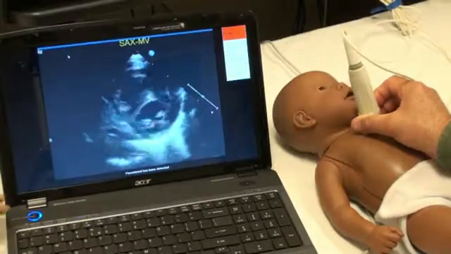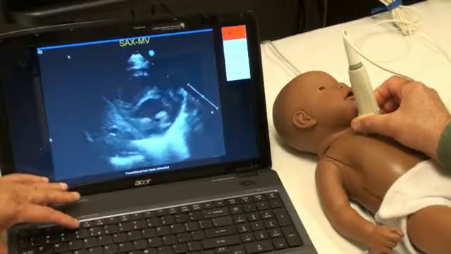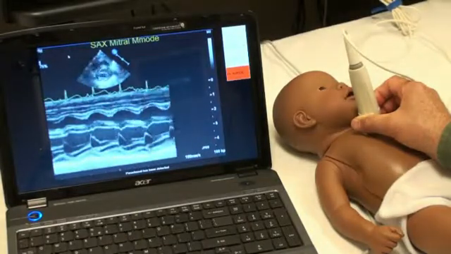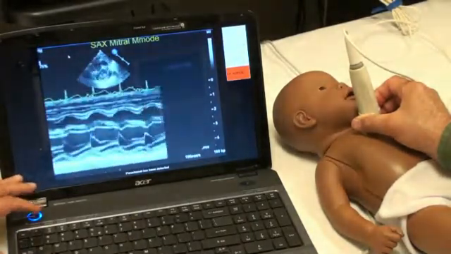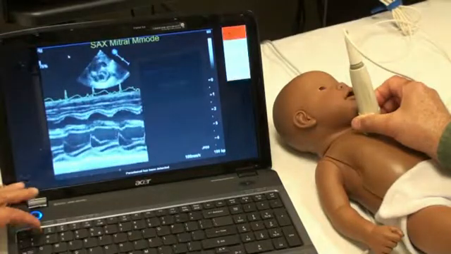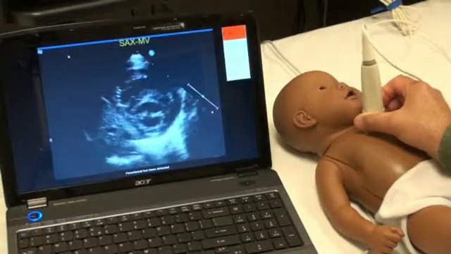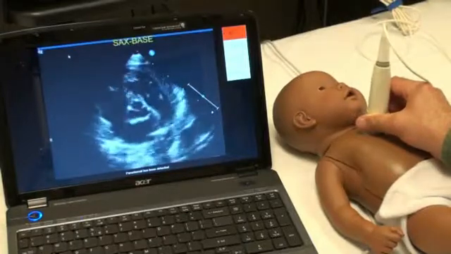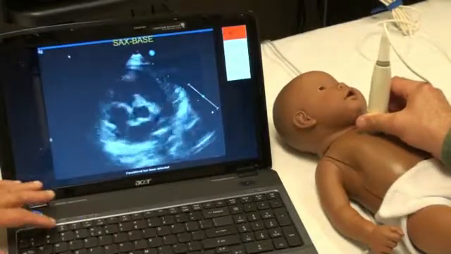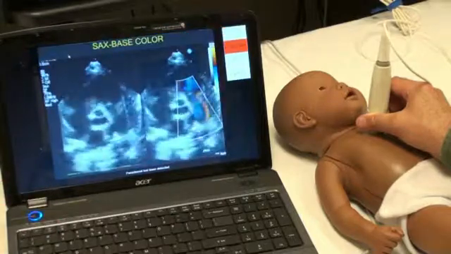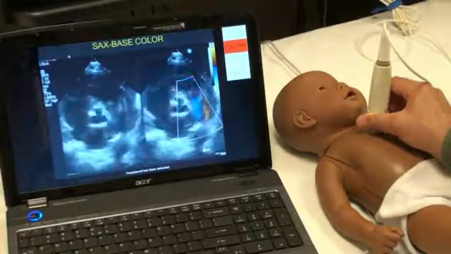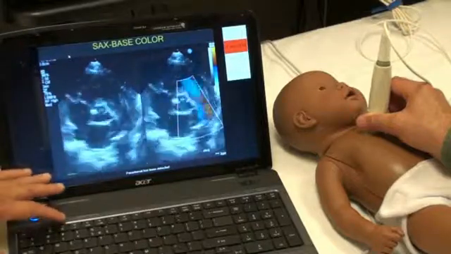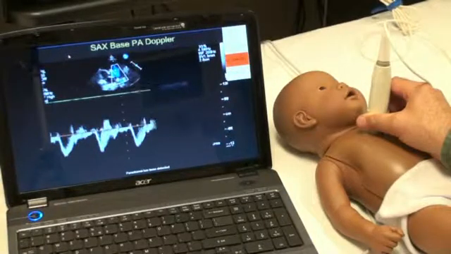And now at the level of the mitral valve. And just tilting towards the base, and shows the short axis at the base with the aorta in the middle, pulmonary artery branches, and the PDA with the color flow. Left atrium behind the aorta and the right atrium next to the aorta.